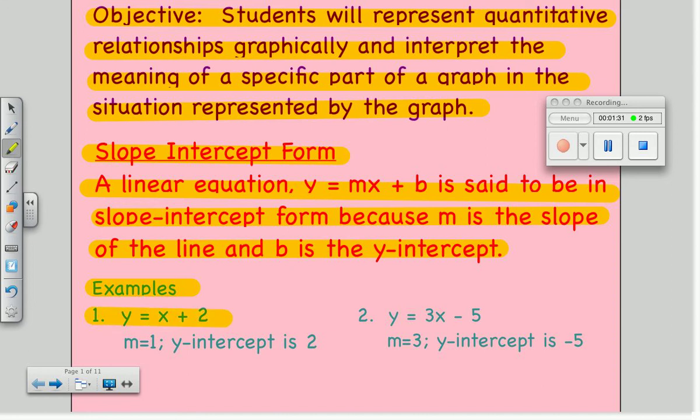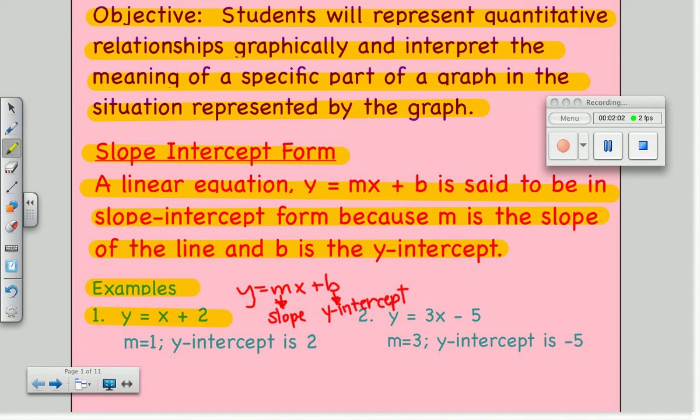Y equals x plus 2. Since y equals mx plus b is what we're looking at, and we know this, m is the slope, and b, this, which we discussed the other day, is the y-intercept, meaning where the graph intercepts or crosses over the y-axis. Okay?